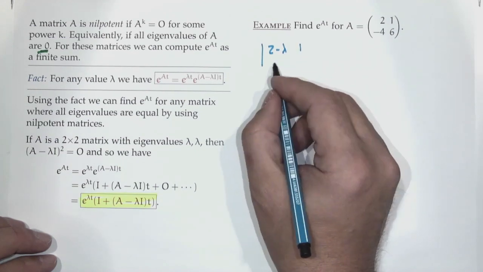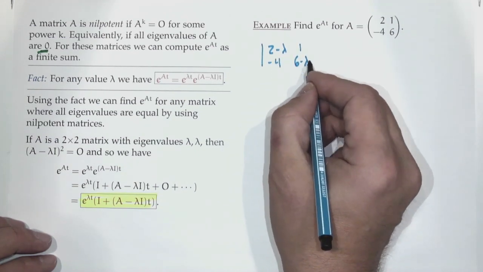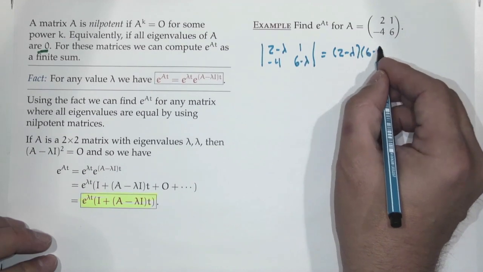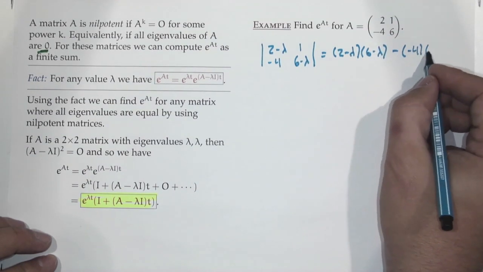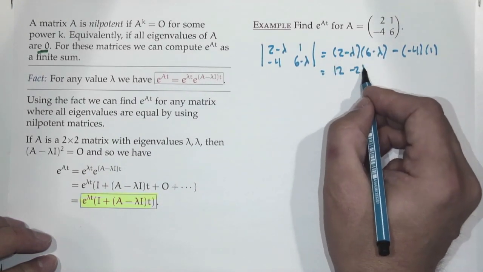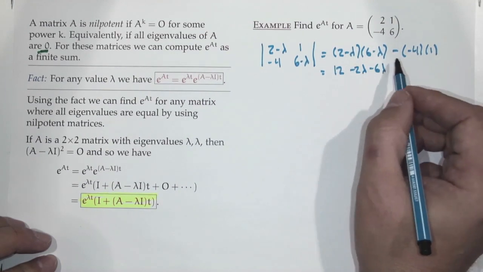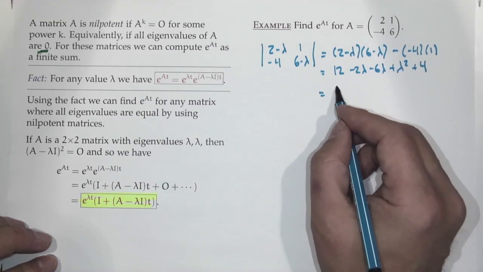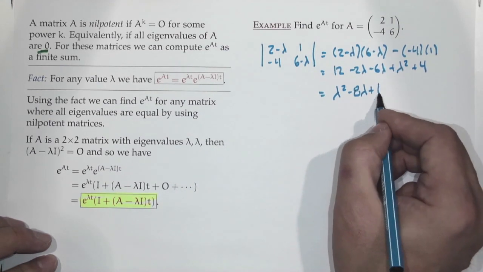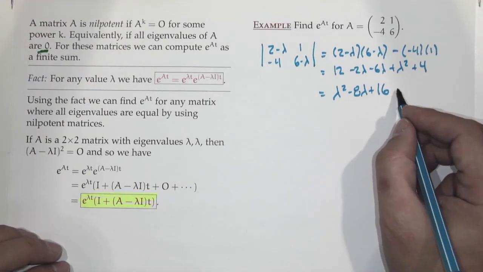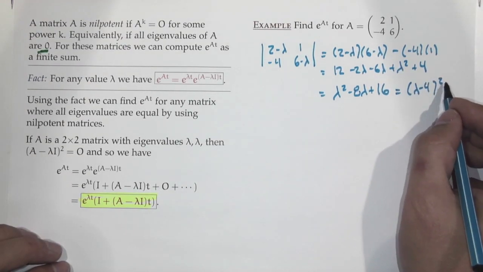All right, so we start our process. 2 minus lambda, 1, -4, 6 minus lambda. Take that 2x2 determinant. So we have 2 minus lambda times 6 minus lambda, subtract negative 4 times 1. So that's 12 minus 2 lambda minus 6 lambda plus lambda squared plus a 4, or lambda squared minus 8 lambda plus 16. Does that factor nicely? Yeah, this is lambda minus 4 squared.